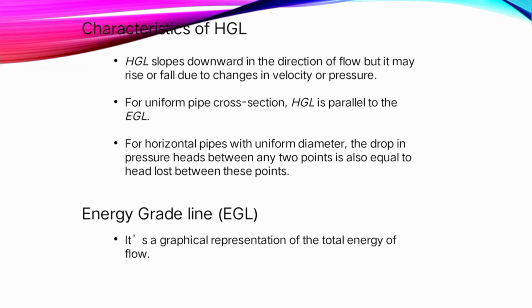And for energy grade line or EGL, energy grade line is a graphical representation of the total energy of flow, or the sum of kinetic and potential energies. Its distance from the datum is the values of velocity head plus pressure head plus the elevation head.